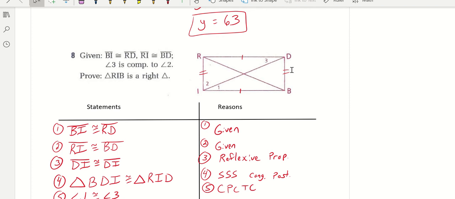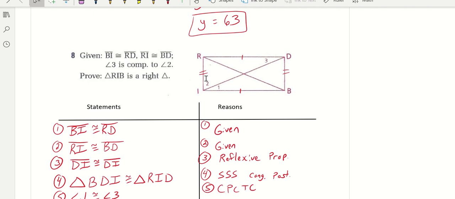We are trying to prove that angle 3 is complementary to angle 2. I'll back up. We are given that angle 3 is complementary to angle 2, and we are trying to prove that triangle RIB is a right triangle. So RIB is this triangle on the left here.